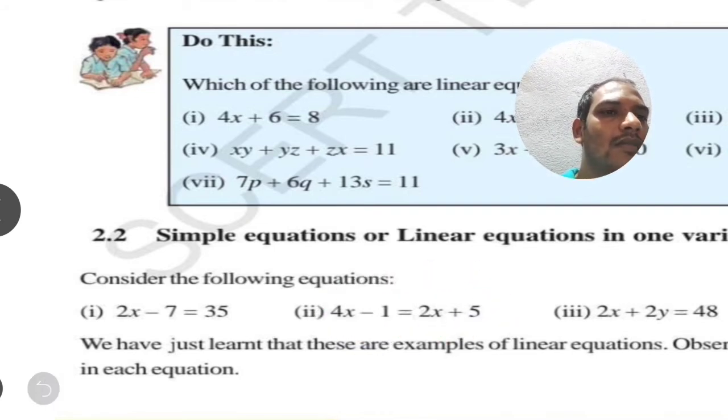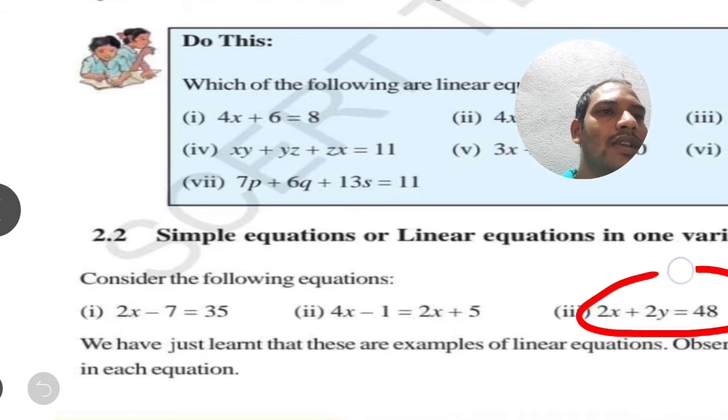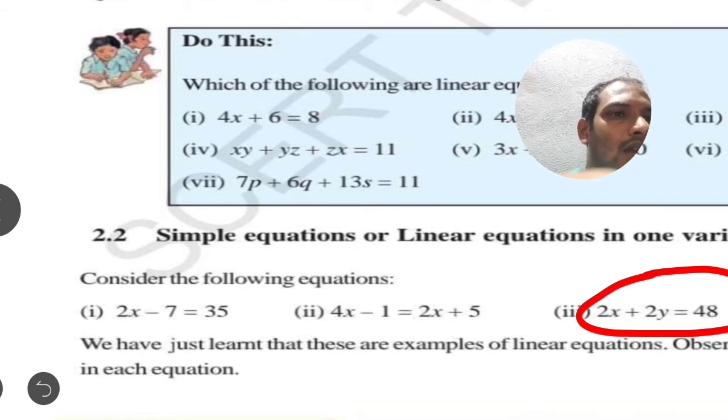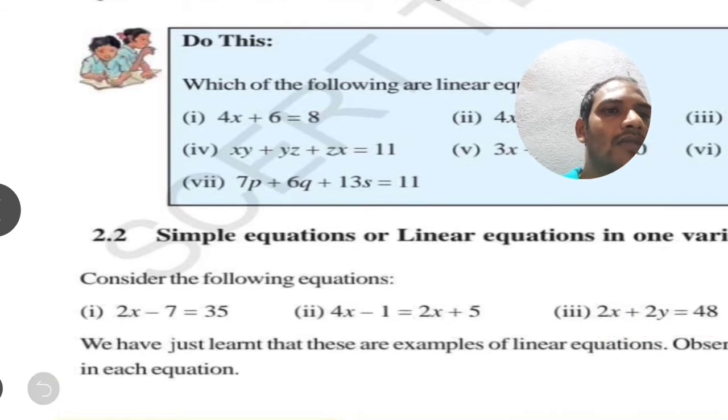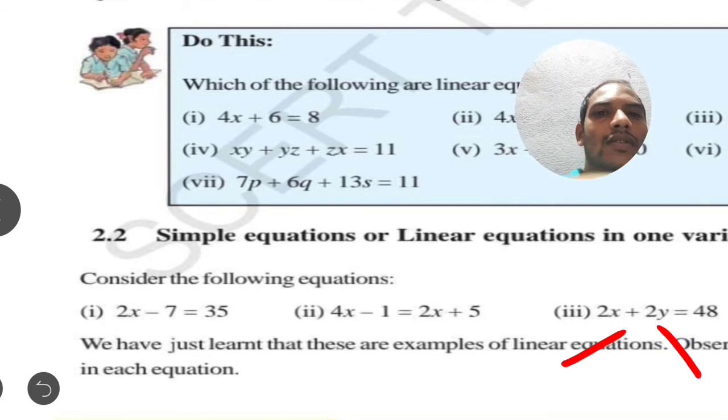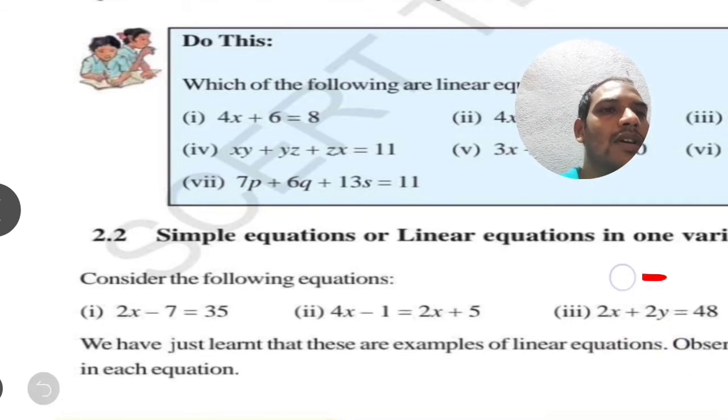Next, third example, 2x plus 2y equals 48. It is a linear equation because its degree is 1, but it has two different variables, which are x and y. So it is not an example of a simple equation.